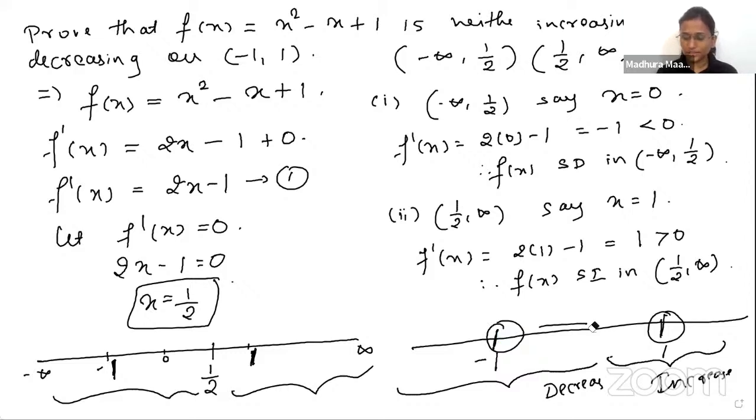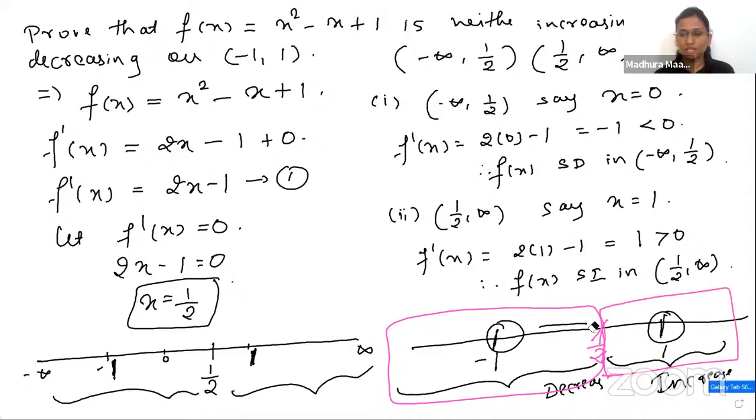This much it is decreasing, and this much it is increasing. So overall from minus 1 to plus 1, this much decreased and this much increased. So is this nothing but, in minus 1 to plus 1, it is neither increasing nor decreasing? Is this clear? Yes, ma'am.